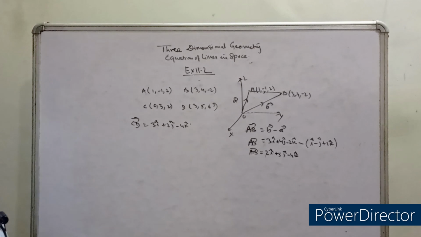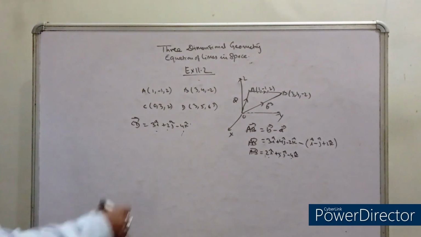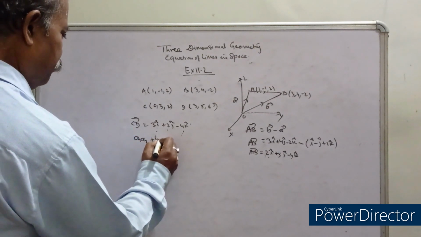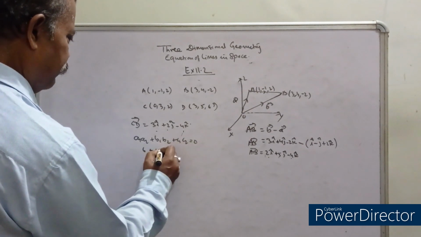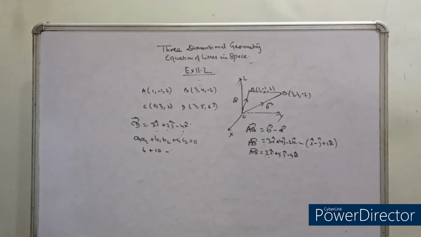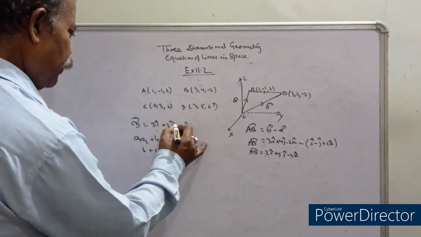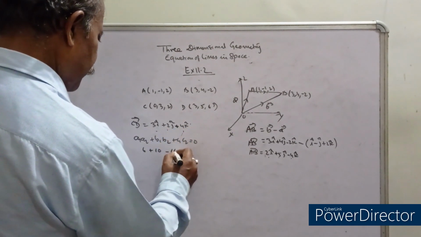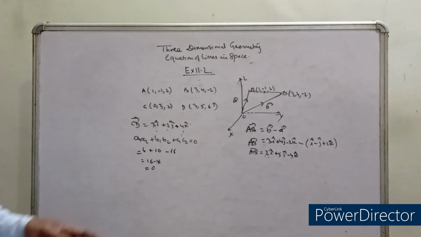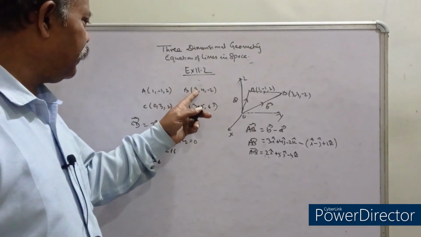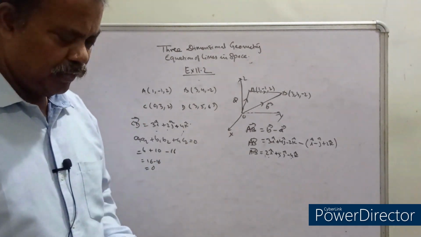We have to show that these are perpendicular. Remember, when nothing else is given, these are the direction ratios. If they are perpendicular, the condition is a1 a2 plus b1 b2 plus c1 c2 equal to 0. So this is 6 plus 10 minus 16, which comes out to be 16 minus 16, equal to 0. So these two vectors are perpendicular. Remember how to find the AB vector: the B coordinates minus the A coordinates, 3 minus 1, 4 minus (-1), and for CD similarly 3 minus 0, 5 minus 3, and 6 minus 2.